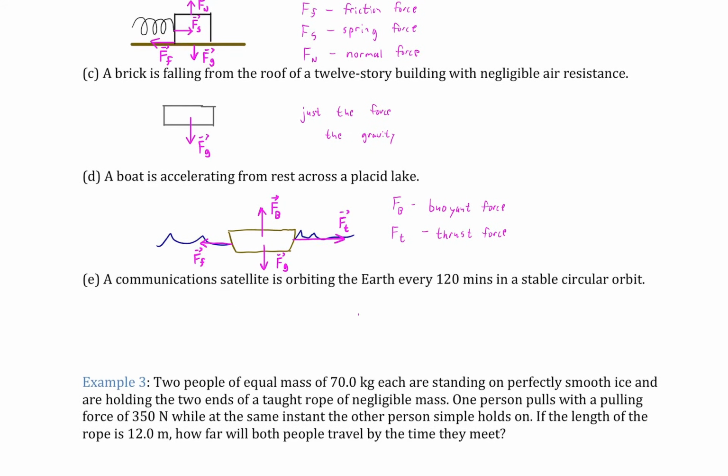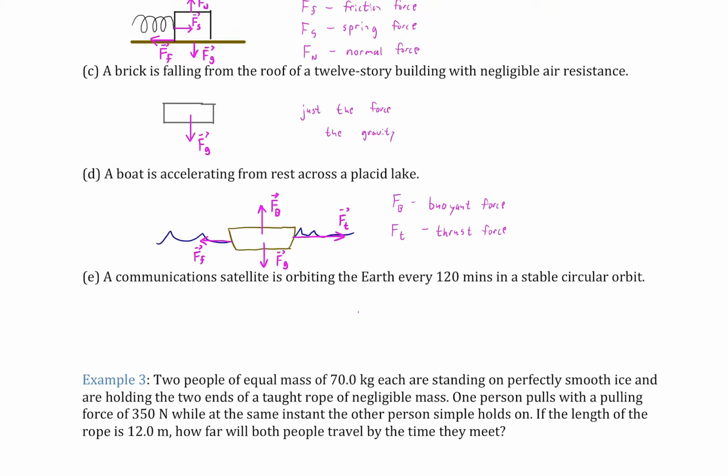Okay? And finally, a communication satellite is orbiting the Earth every 120 minutes in a stable circular orbit. All right? So that's actually just the force of gravity as well. Right? This is my communication satellite here, with its long solar panels. So the idea there is that this satellite, just like the block falling off the 12th story of the building, is in free fall. Only a single force is acting on it. Okay? There's no other force acting on the satellite.